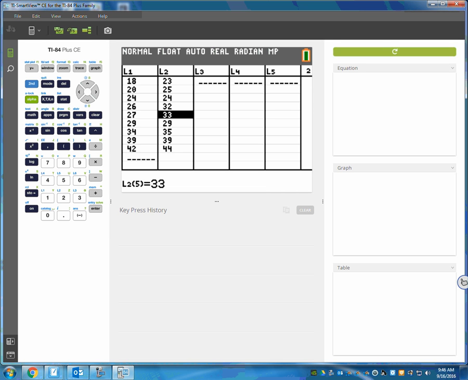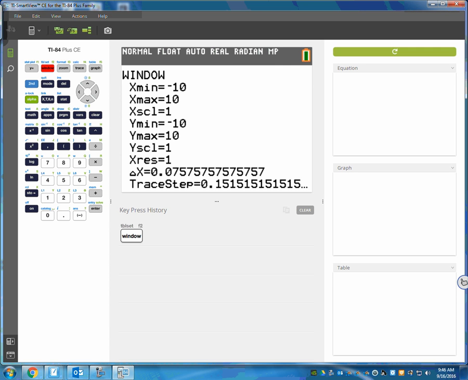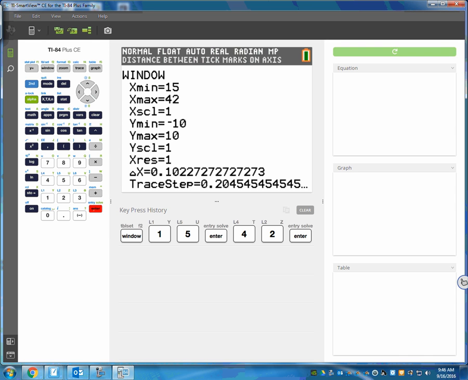Okay, so we want to change our window to what we made our graph to, because otherwise it's not going to show what we want to see. So you click the button right here, I'm going to hit window, and I'm going to make my graph look just like the graph we made. I started at 15, and I went to 42. So my minimum is 15, my maximum is 42, and then we counted by 3, so that's my scale, so I'm going to put a 3 there.